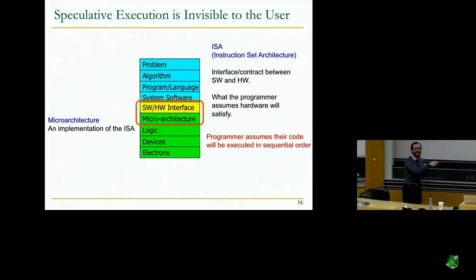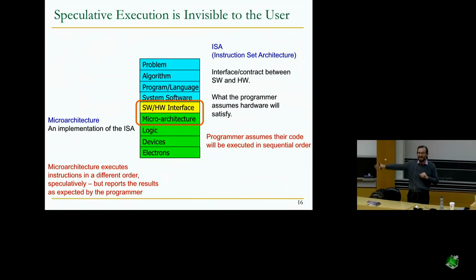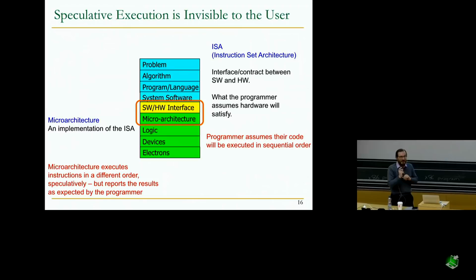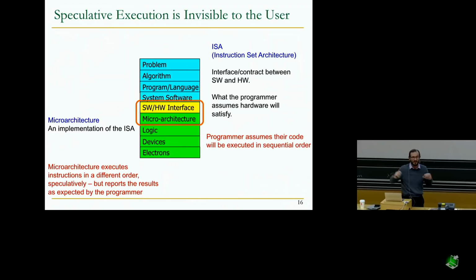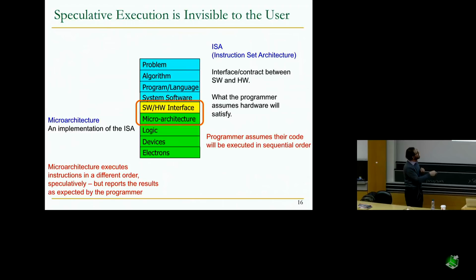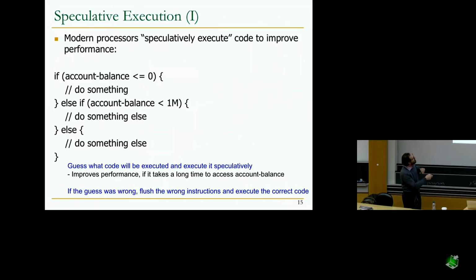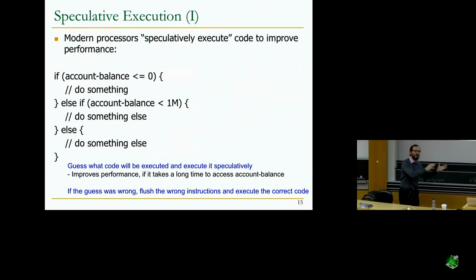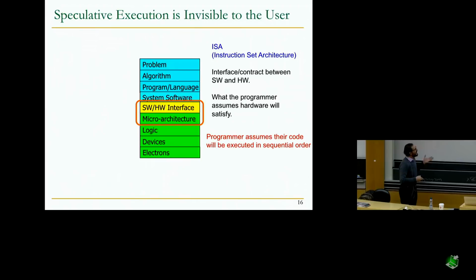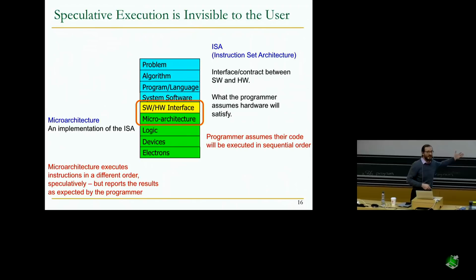What do you do? You execute instructions in a different order, speculatively. You could do it in a random order, as long as you obey this abstraction. Remember, what really matters is what you report to the user. And this is going to be very critical in what we will see in the future also. The microarchitecture reports the results as expected by the programmer. So even though it may execute some wrong part of the code, because it predicted this account balance incorrectly, eventually it executes the correct code, and it never exposes what it did incorrectly to the user. That sounds perfect, right? In fact, this is the basis of speculative execution and out-of-order execution that has been employed for a long time. And this is very good because it improves performance.